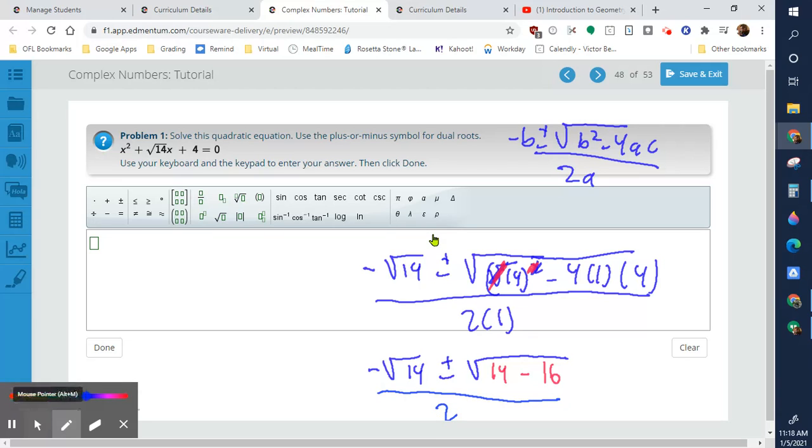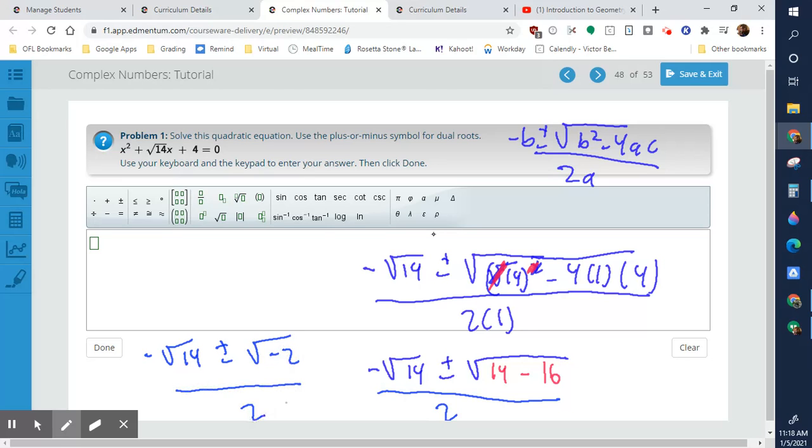So we end up getting this negative square root of 14 plus or minus the square root of negative 2 all over 2. Let me draw my arrows. I know I'm going all over the map here. So this ends up being negative square root of 14 plus or minus the i, because we're getting rid of that negative from inside the square root, 2 all over 2.